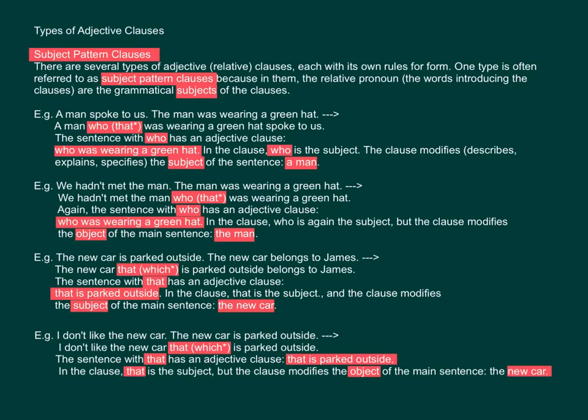Another example, I don't like the new car. The new car is parked outside. Implies I don't like the new car that is parked outside. The sentence with that has an adjective clause, that is parked outside. In the clause, that is the subject, but the clause modifies the object of the main sentence, the new car.